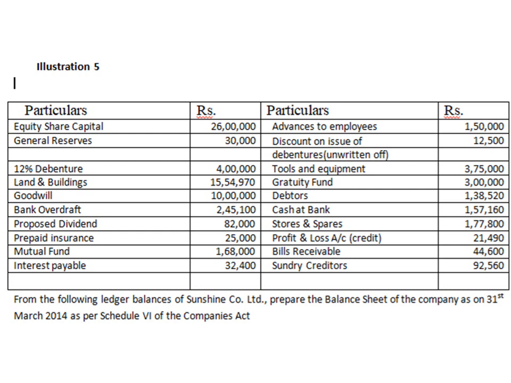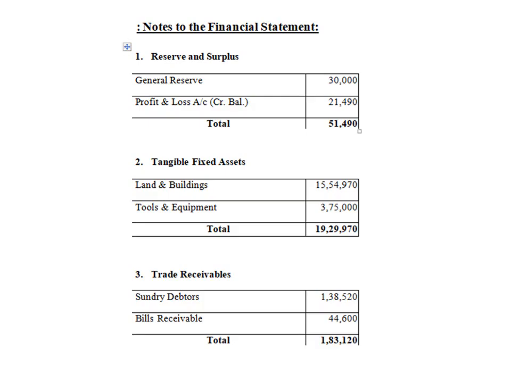Now let us look at the workings. Under workings, like I already told you, P&L account credit balance is added with the general reserve, and the total amount of 51,490 rupees should be shown under reserves and surplus. Then we have land and building and tools and equipments. These are the tangible fixed assets. Under trade receivables, we have sundry debtors and bills receivable. This has to be added, and the balance should be shown under the subheading of trade receivables.